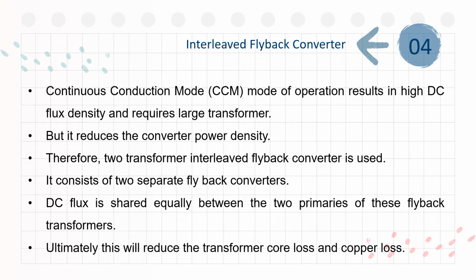The DC flux in this flyback transformer is split equally. This will reduce transformer core and copper losses. The load current is balanced between the secondary sides of the two transformers using the interleaf flyback converter topology. It also lowers the conduction loss of the rectifier diode.